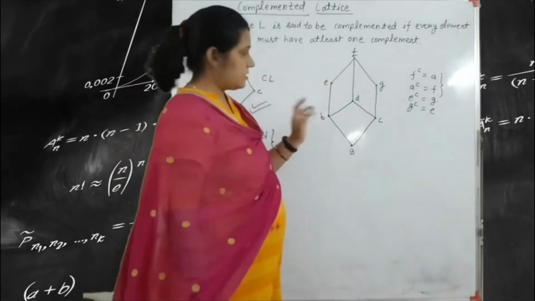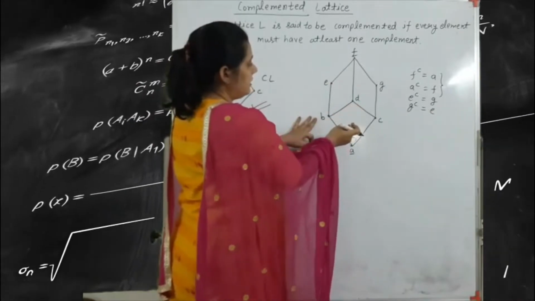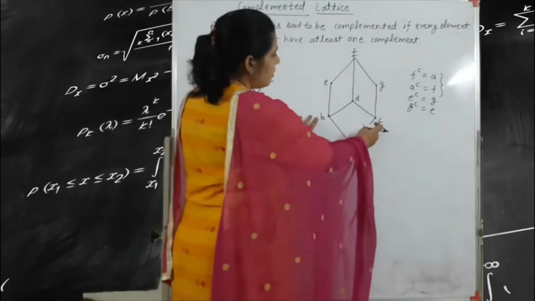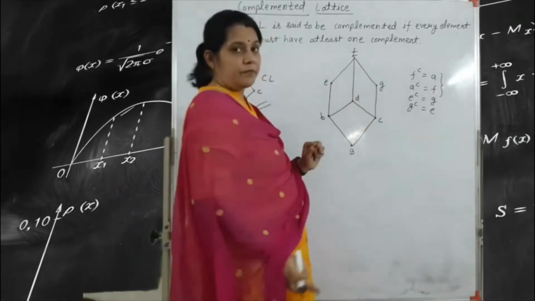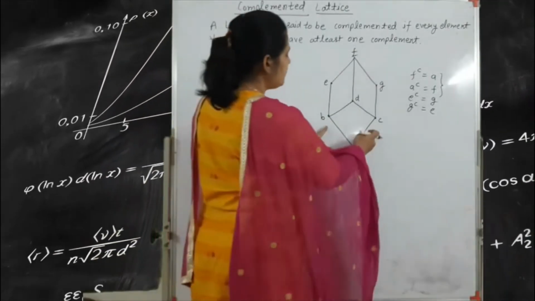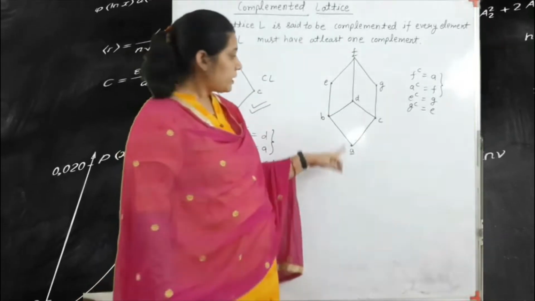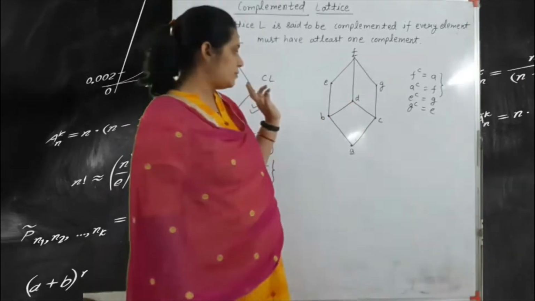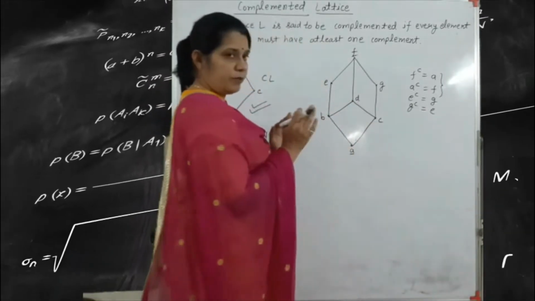Next, for example, we consider B and C. According to B and C, the join is D, but this is not the top of the system, and the meet is A. No doubt the meet is the bottom of the system, but the join is not the top of the system. That means B and C are not complements of each other.